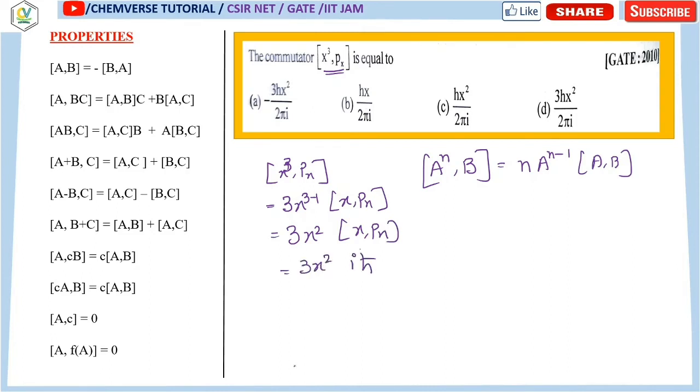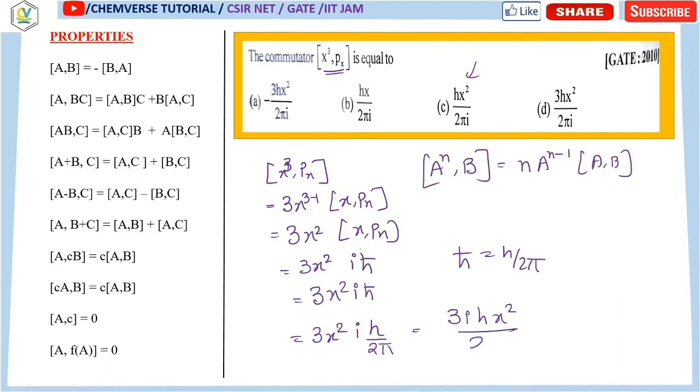Now the commutator x px has a value of i h cross, so just putting it over here, it will have a value of 3x square i h cross. Now over here there is no h cross in the answer, so just write down h cross as h by 2 pi. So it is basically 3x square i h by 2 pi, which is 3i h x square by 2 pi.